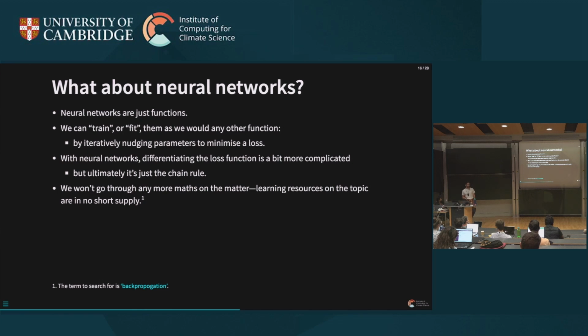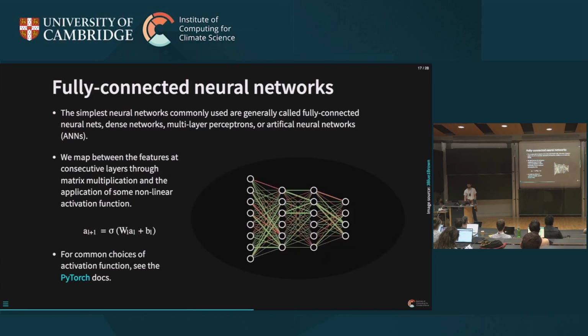This process is a bit more complicated, and it relies on something called the chain rule, which I'm sure many of you know. But if you want to learn more about this, there's no shortage of resources on the matter. Just search for backpropagation, and you can really get into the weeds of how all of that works. Okay, so what does a neural network look like?